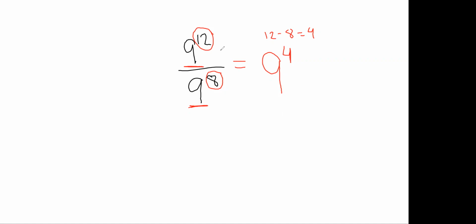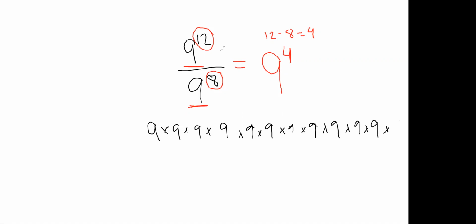I'm going to draw out why this works. So 9 to the 12th power is the same thing as 9 times itself 12 times. So 9 times 9 times 9 times 9 times 9. 1, 2, 3, 4, 5, 6, 7. And then on the bottom, we have 9 times itself 8 times.